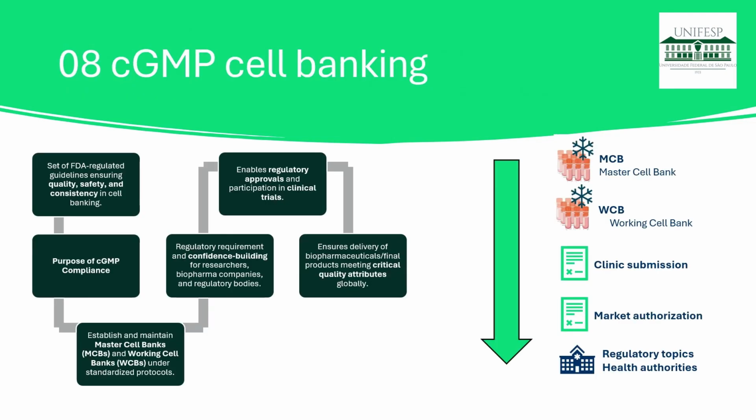cGMP, Current Good Manufacturing Practices, is a set of regulations originated and checked by the FDA, ensuring the quality, safety, and consistency of cell banking. By adhering to the cGMP guidelines, cell banks establish and maintain master cell banks and working cell banks with standardized protocols. cGMP is not only a regulatory requirement, but also means confidence for researchers, biopharmaceutical companies, and regulatory bodies.